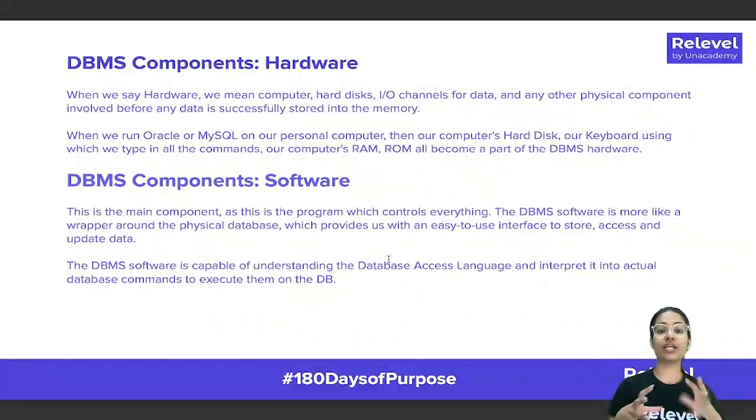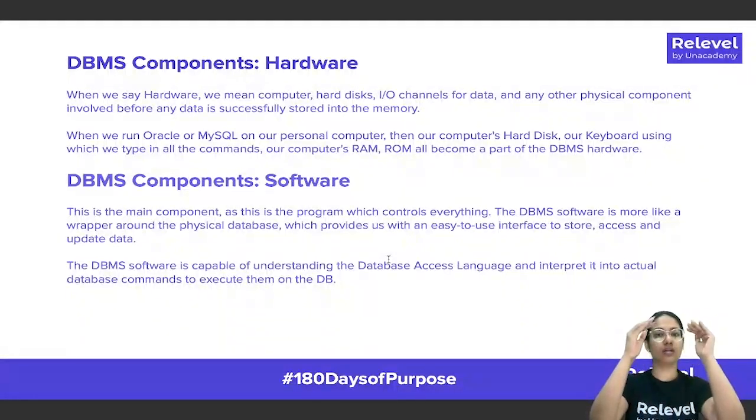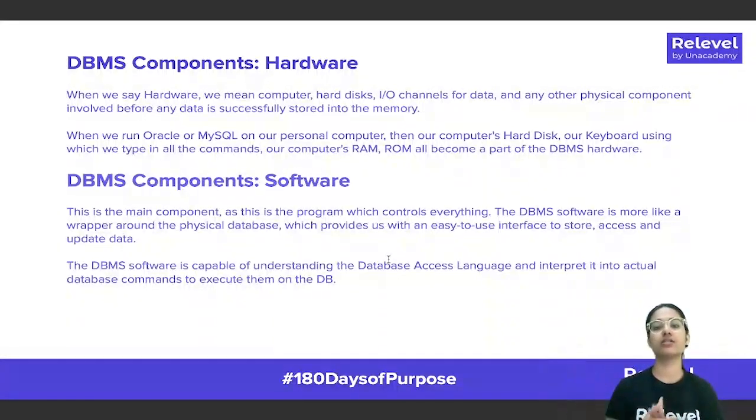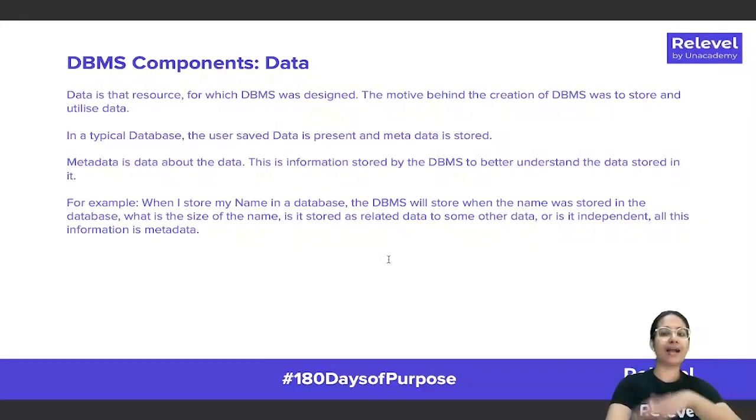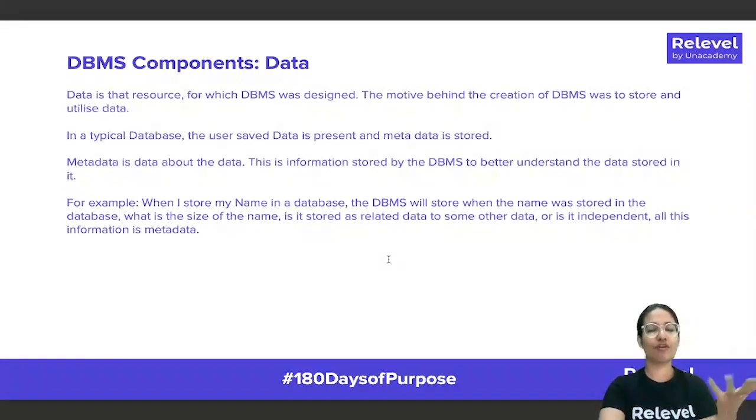DBMS system actually needs to take care of a lot of things, and it has to become an above layer for the entire system to work very smoothly. Okay, the next thing is obviously the data, right? We are working with data. The whole shebang that we are doing here is because of data. So data is that resource for which we design databases, correct?